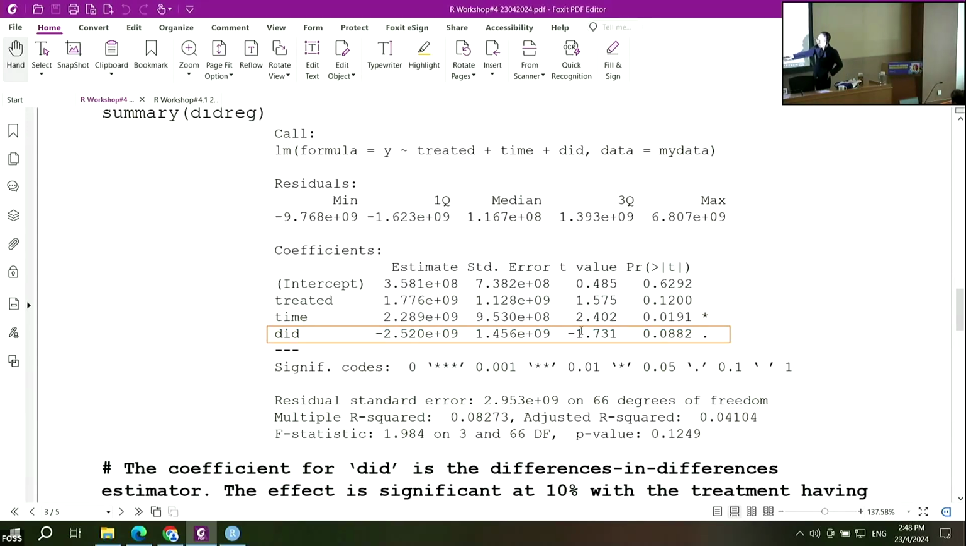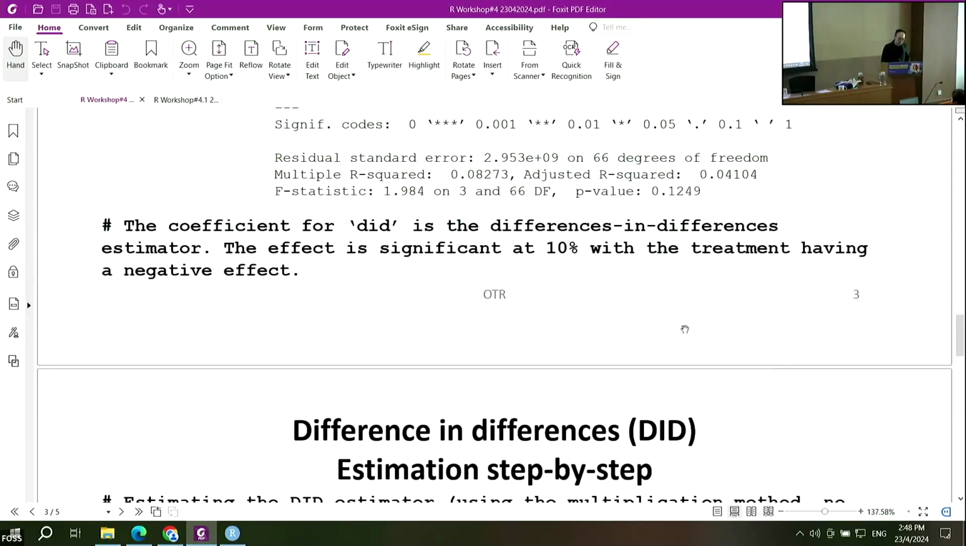Like I said, this is going to be significant at the 10% level, looking at the p-value. Looking at the t-value here, it is significant at the 10% level with the treatment having an effect, but it's going to be a negative one. But this is scientific notation because it's really small. But this is what we are looking for when we are looking at a study like this.